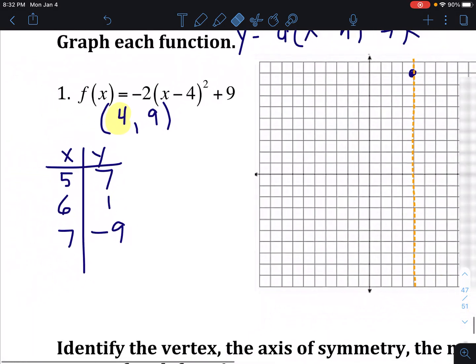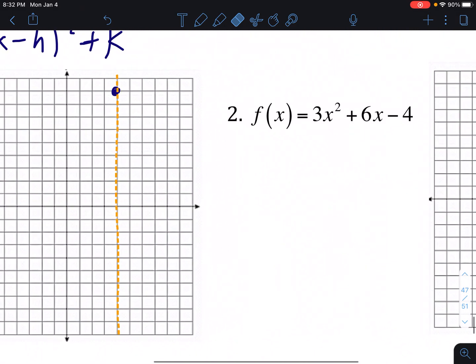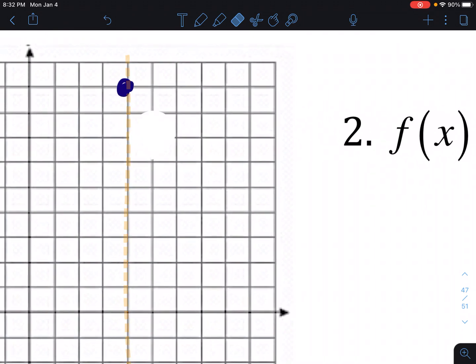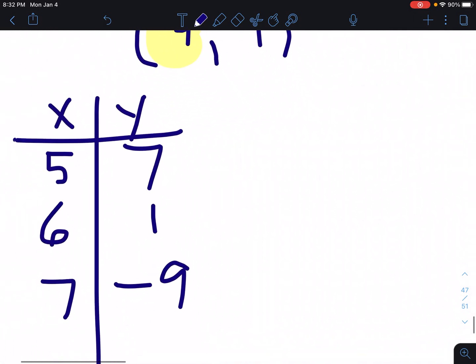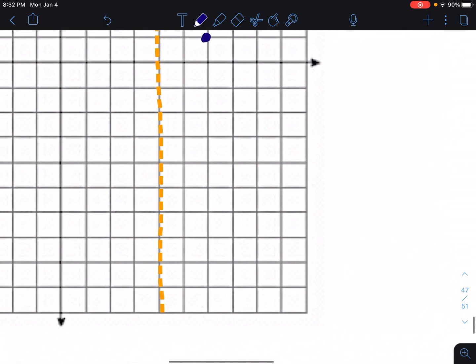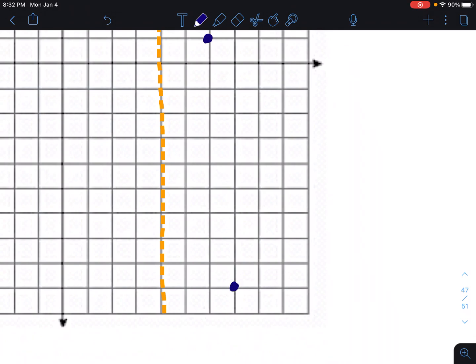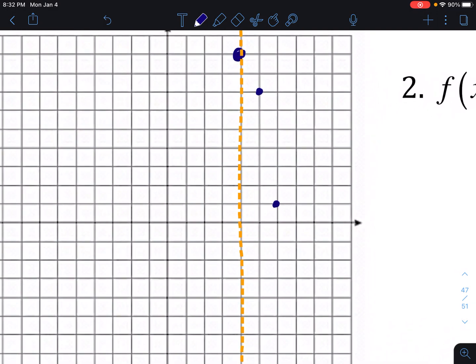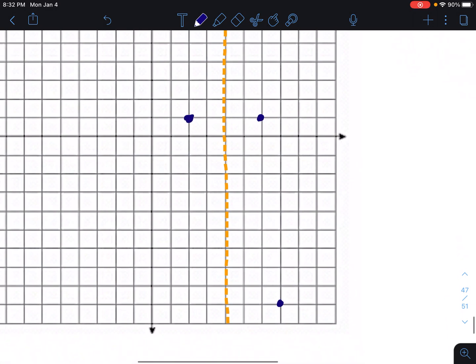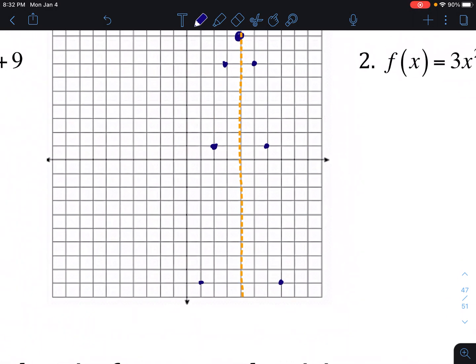So I'm going to go ahead and plot those points. (5, 7). We had (6, 1). And the last one was (7, -9). And then we have to get points on the other side of the axis of symmetry. So 1 over, 2 over, and 3 over. And then finally, please make sure to draw your parabola.